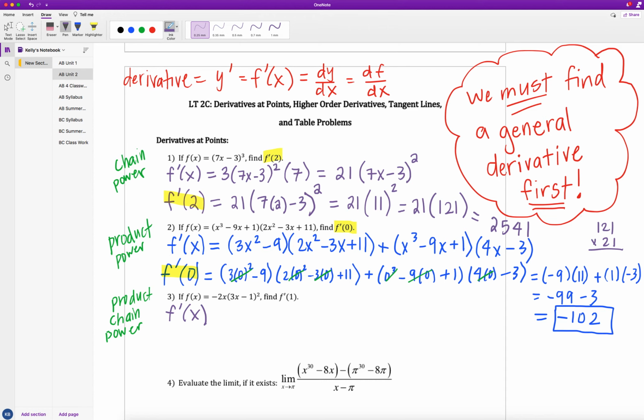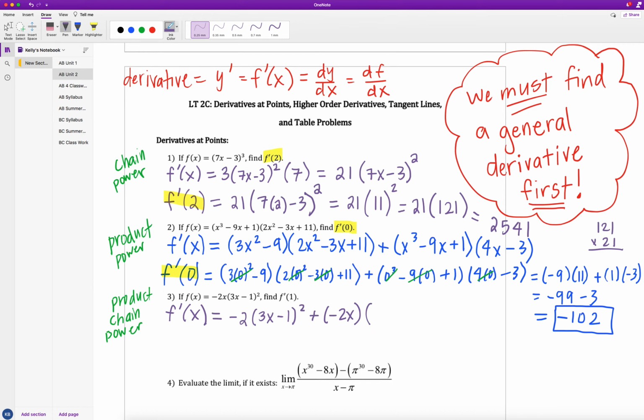Okay, let's check our derivative. So the product rule tells me I take the derivative of the first. The derivative of the negative 2x would just be negative 2. Keep the second function the same. Plus, technically, the first function, which would be a negative 2x. So if you wanted to, you could just write minus 2x instead of plus and negative 2x. Times the derivative of the second function, which will be our chain rule.